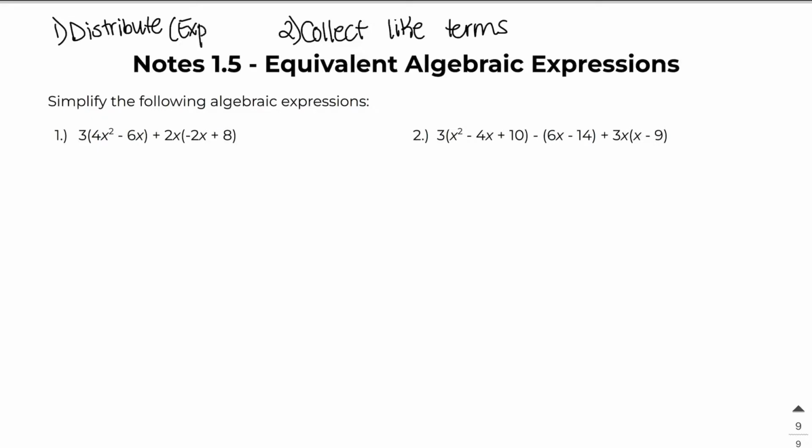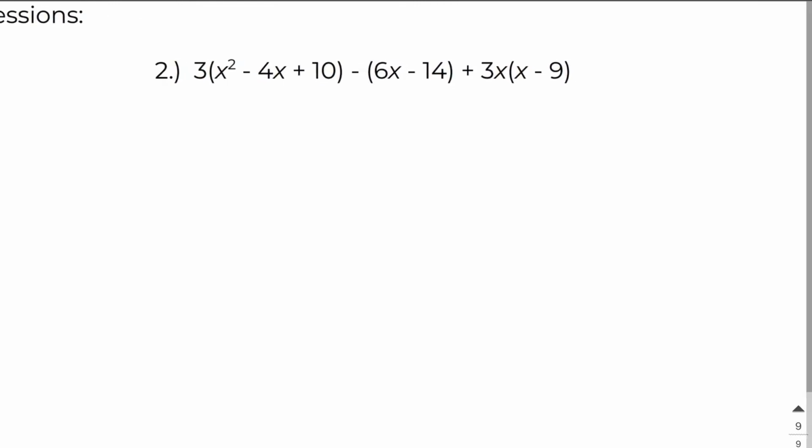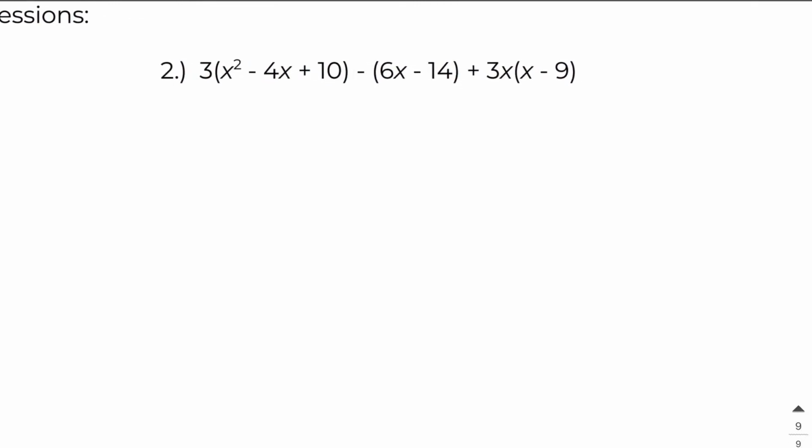Expand means to distribute. Simplify means to collect those like terms. Okay, so sometimes you'll see simplify, sometimes you'll see expand and simplify. It all means the same thing. We're actually going to skip question number 1 for right now, and I'd like you to take a look at question number 2. So we're going to start by distributing.